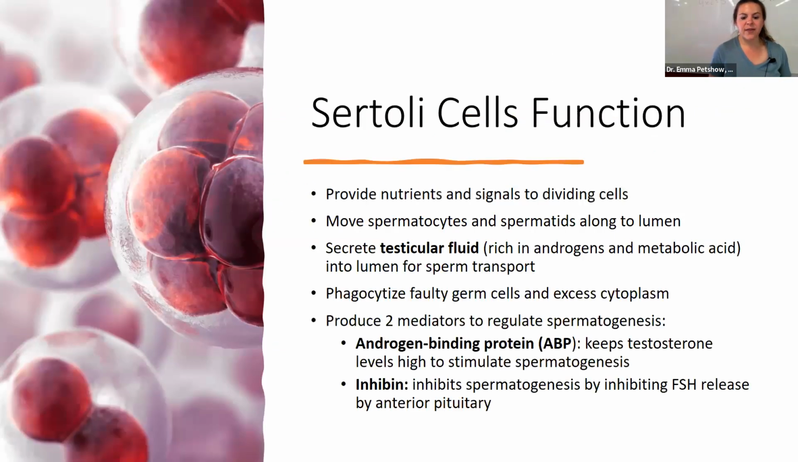The Sertoli cells have a ton more functions besides these barrier pieces. They produce two mediators to regulate spermatogenesis: androgen binding protein, which keeps testosterone levels high to stimulate this process, and inhibin, which can inhibit this process by inhibiting FSH release if there's too many sperm present. So these cells are really the controllers of spermatogenesis. They can increase it or they can decrease it using hormones.